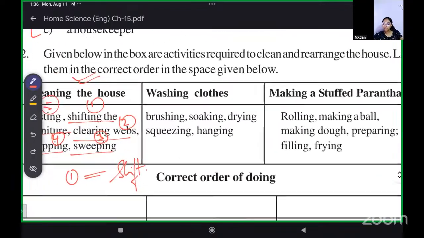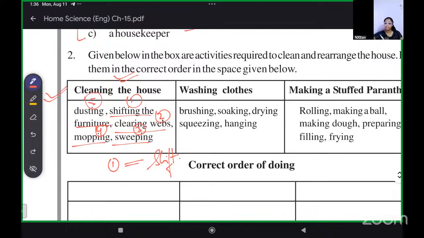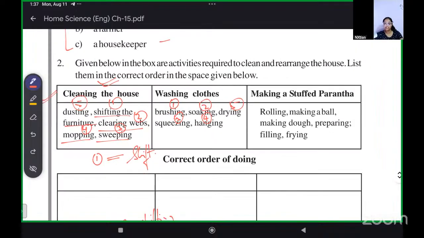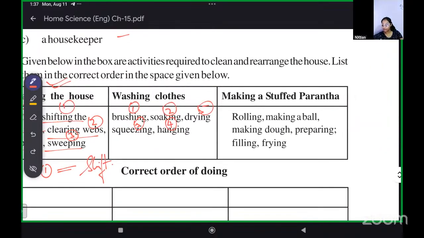Okay, Amaze, second one. Brushing first, soaking, squeezing, hanging, and then drying. Good, Amaze. This is correct. Okay, making a stuffed parantha.